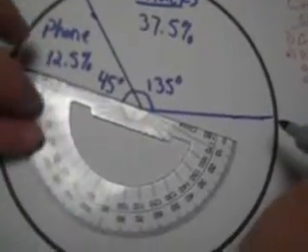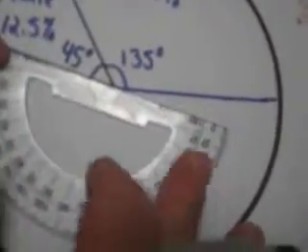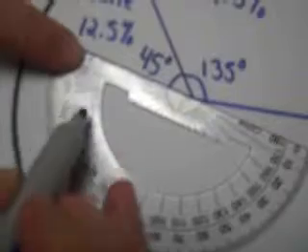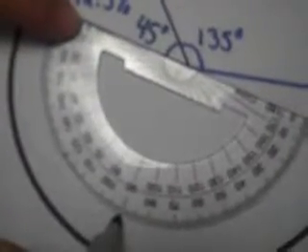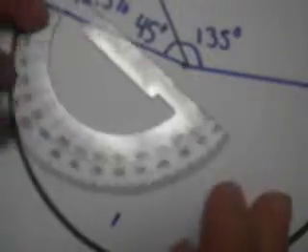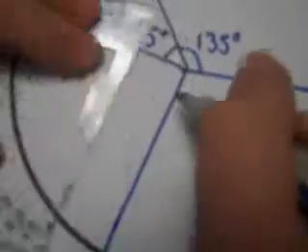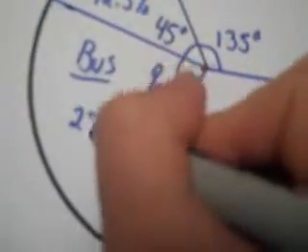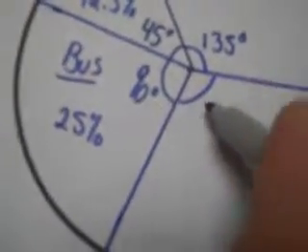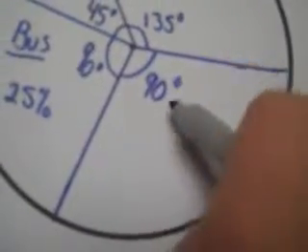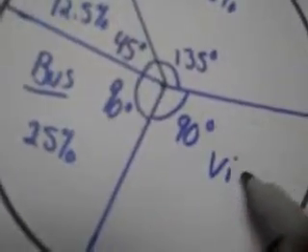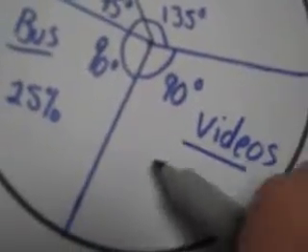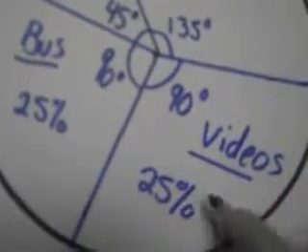We're going to place the straight edge of the protractor, lining up the 0 with the last side that we just drew. Mark off 90 degrees. Remove the protractor, connecting the center point to that tick mark. And this should be 90 degrees. Now we know this is the bus, and we know it's 25% of the circle. And then the last portion should be 90 degrees also. It's for videos. And write the percent, 25%.